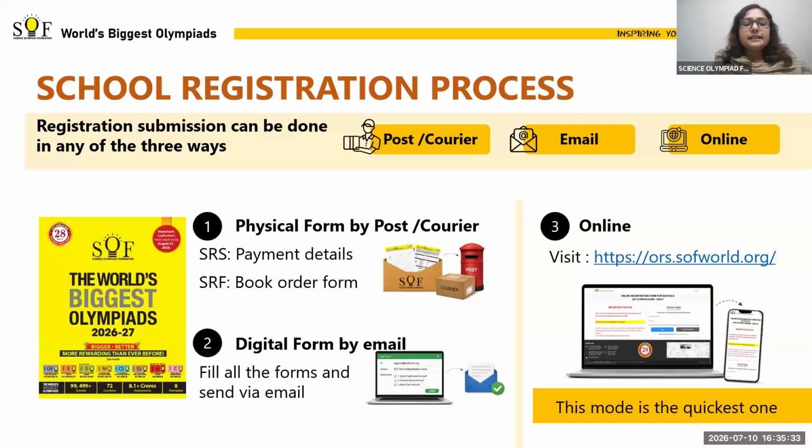Now, once the school has decided the number of participating students, fill out the SRS and SRF forms, and register itself. Then, what are the ways a school can register itself? A school may register by filling out the SRF form, that is the school registration form, and sending it to us by courier, or fill out the form, scan it, and send it to us via email, or register through our online system, that is ORS, the online registration system for SOF.